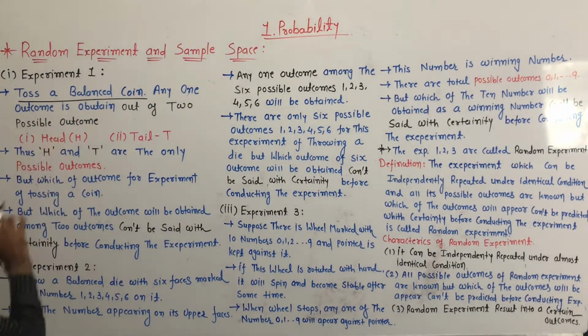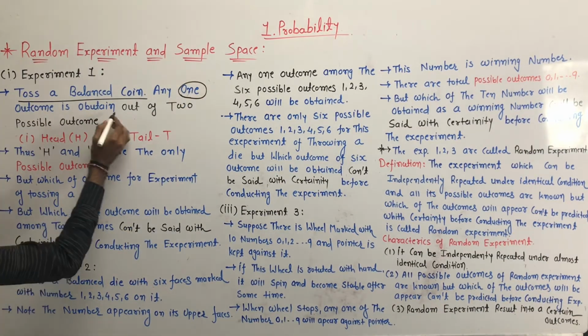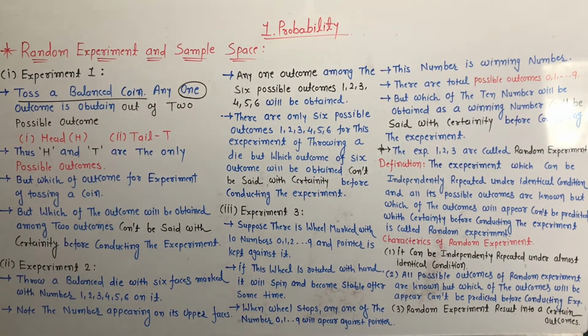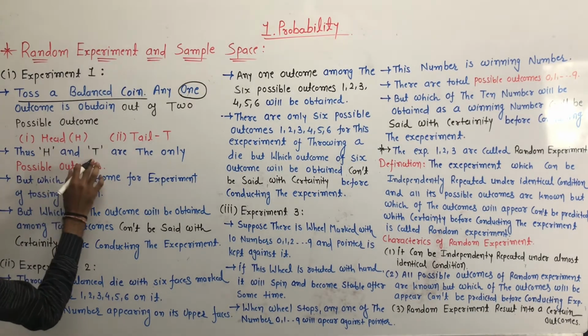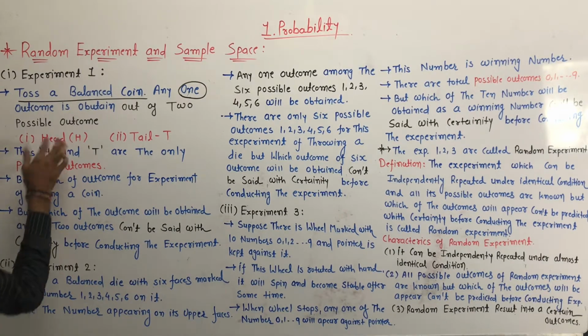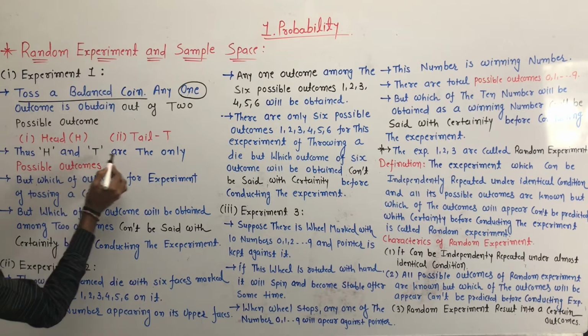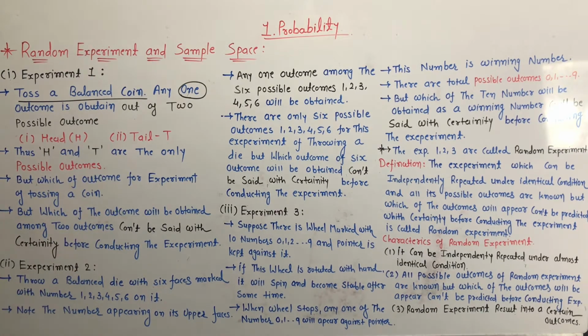Clear? Toss a balanced coin. Any one outcome is obtained out of 2 possible outcomes. Which are the 2 possible outcomes? Head and tail. Thus, H and T are the only possible outcomes. H means head and T means tail.